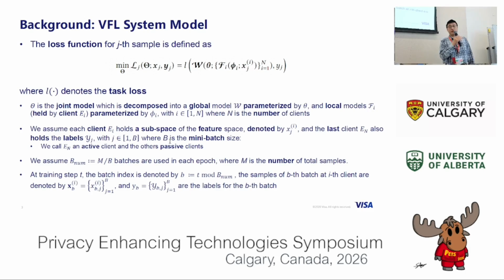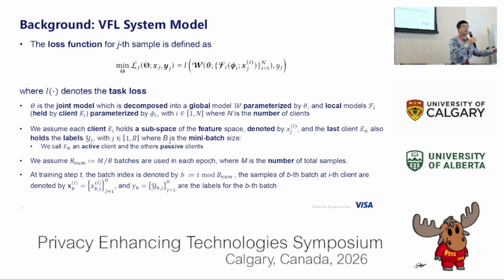It's trying to solve a minimum optimization problem, and there is too much notation, so I'll just pick some key points. Here L is just a task loss. The capital Theta is a joint model which can be decomposed into a global model, which we parameterize by theta, and also the local models, each of which is represented by phi i, where i is from 1 to capital N, the number of clients.